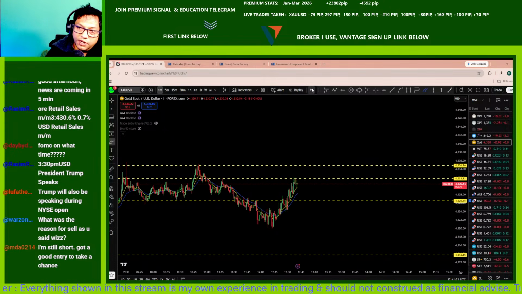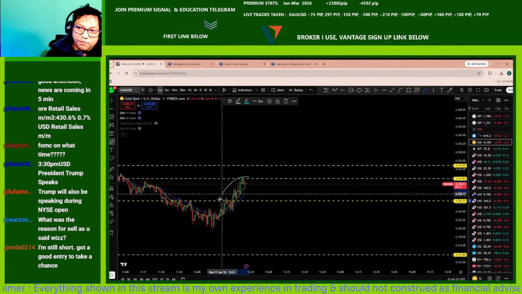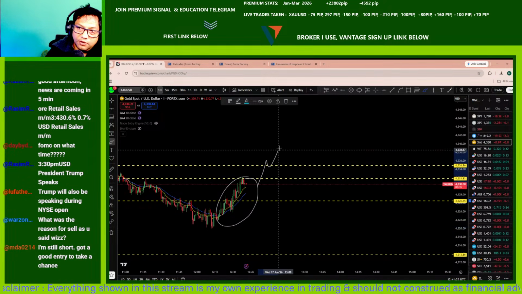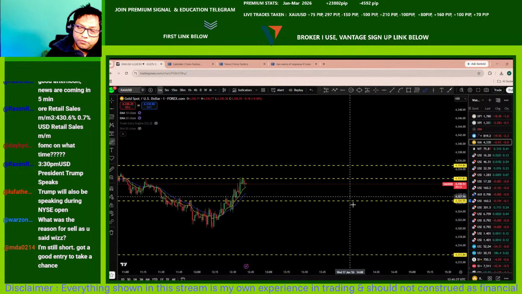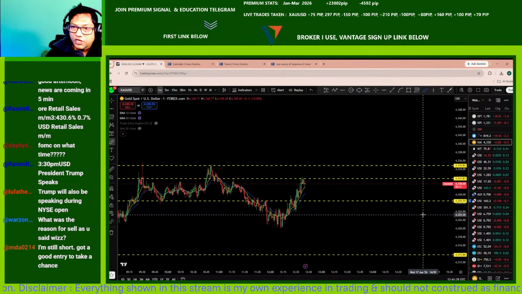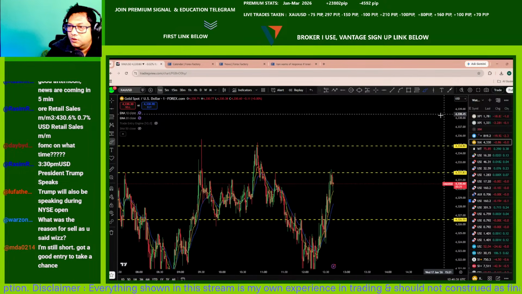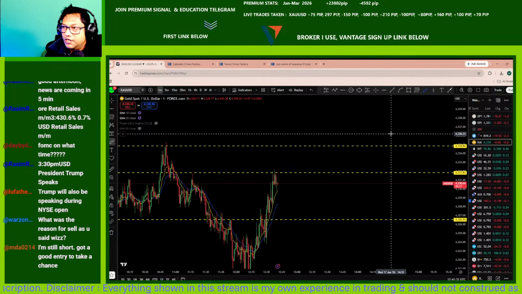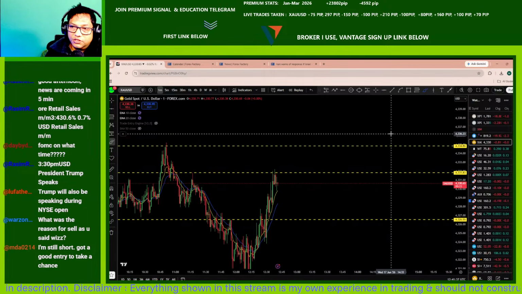Now we saw there was a breakout, and that breakout might be signaling some kind of bullish bias, which we will be able to see if the market fails to create a new higher high from 4334 and then reverses back.